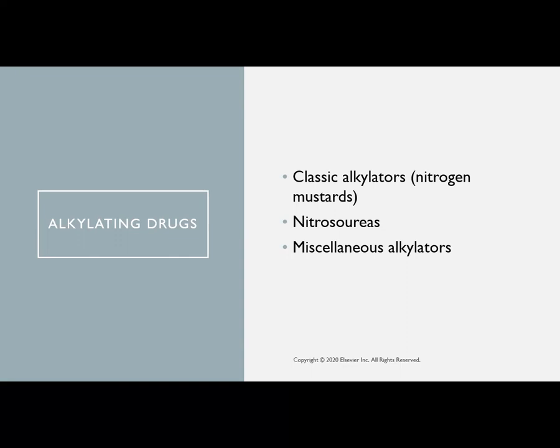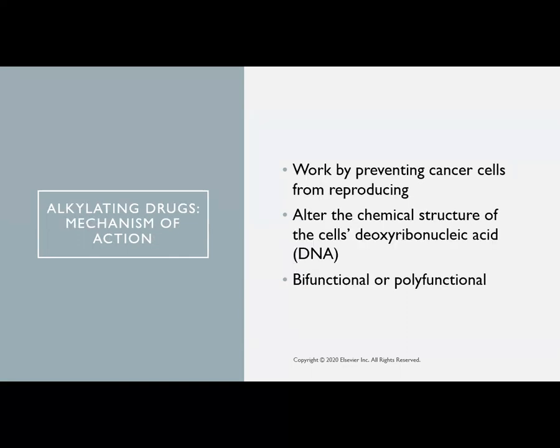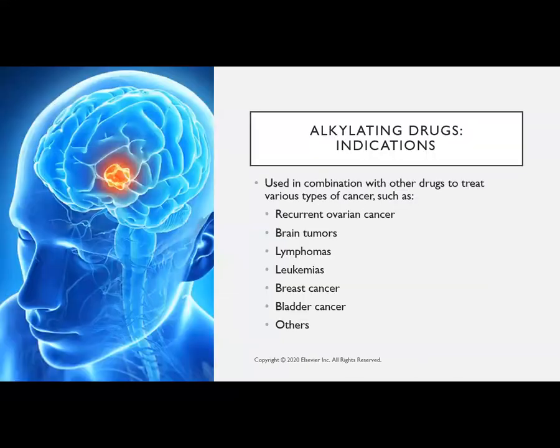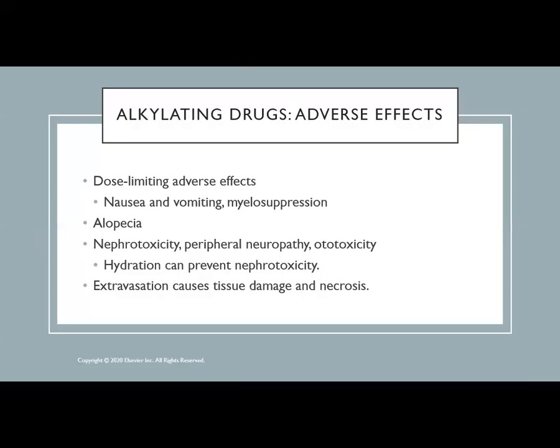Nitrosoureas and miscellaneous alkylators. These work by preventing cancer cells from reproducing. They alter the chemical structure of a cell's DNA and are bifunctional or polyfunctional, so they can have more than one function. They're used in combination with other drugs to treat various types of cancers, such as ovarian, brain, lymphoma, leukemia, breast, and bladder cancer.